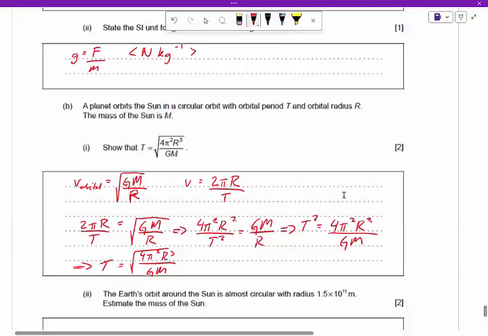This equation is given in our data book, that it didn't used to be, so you used to have to derive it straight from equating the centripetal force with the gravitational force.